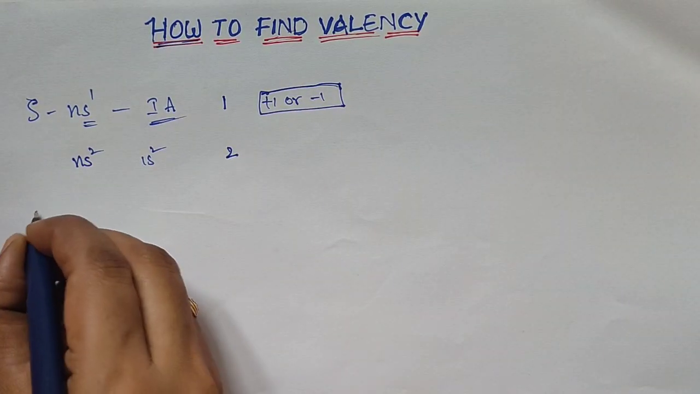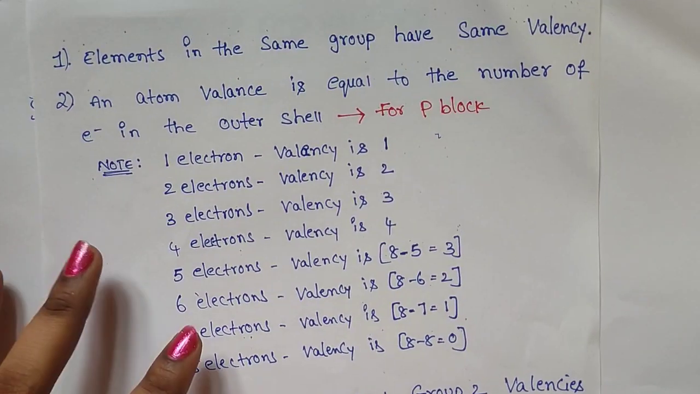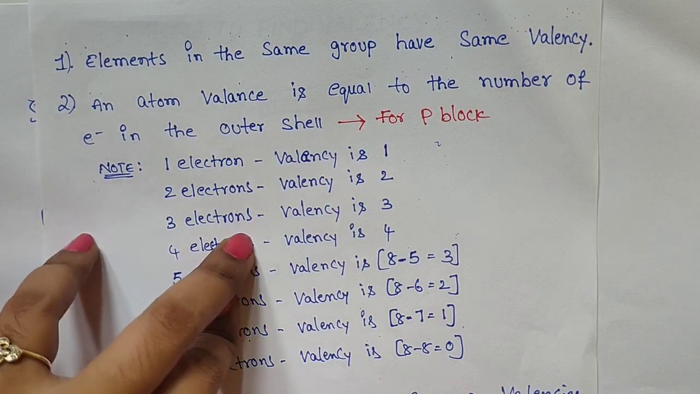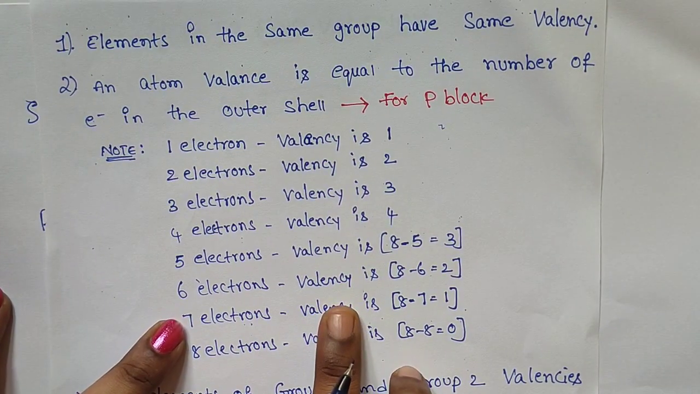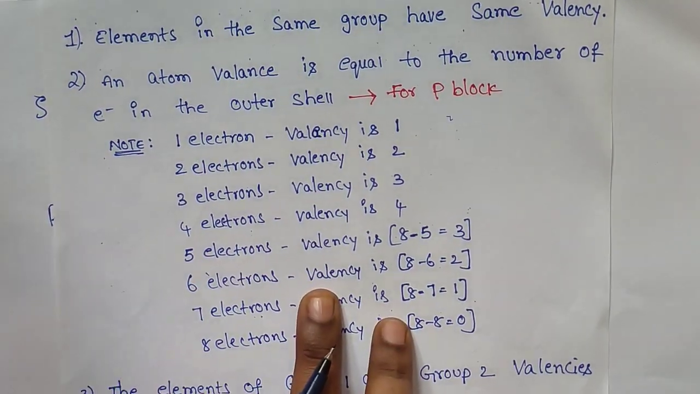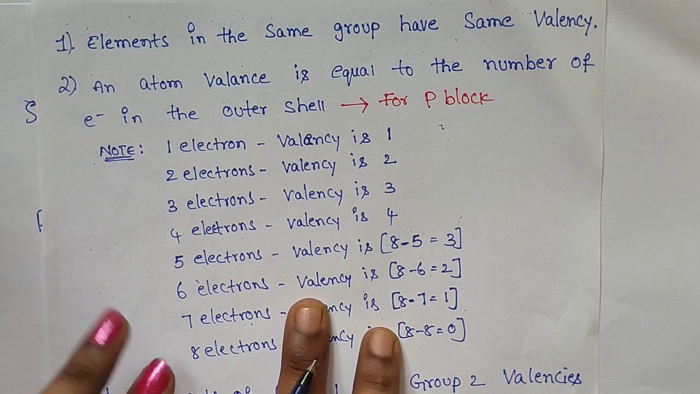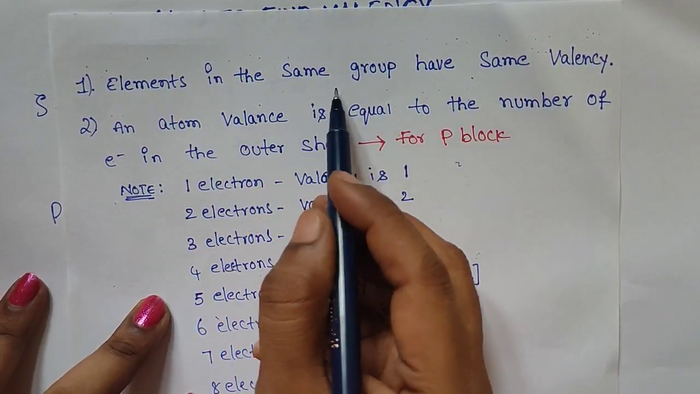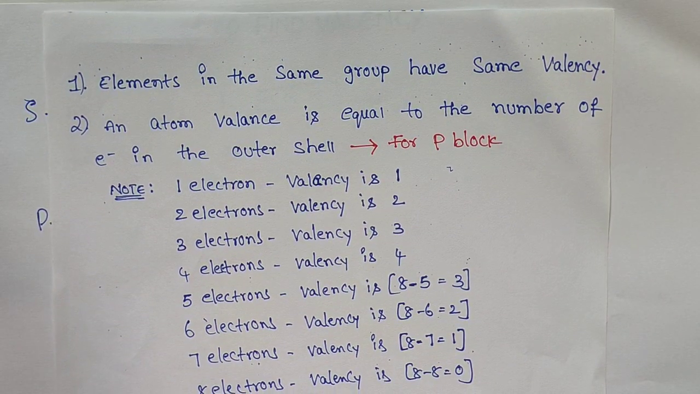Now we'll go for the P block elements. See here, the P block elements start from the 13th group to the 17th group. See here, these are the rules to follow to find the valencies for the P block elements. These are the rules. It's very simple. For first A and second A, it's fixed. For first A, valency is 1 and for the second A, valency is 2. Okay. See here, elements in the same group have same valency. These are the tips to find the valencies.